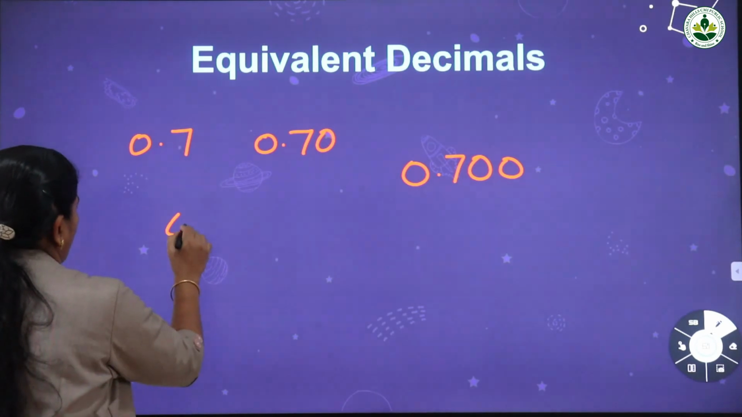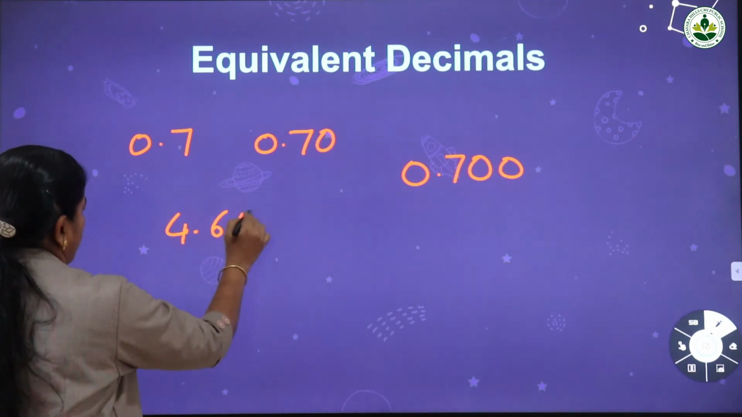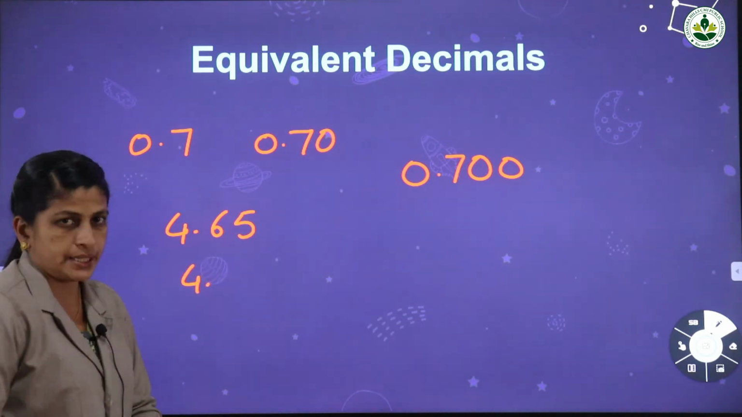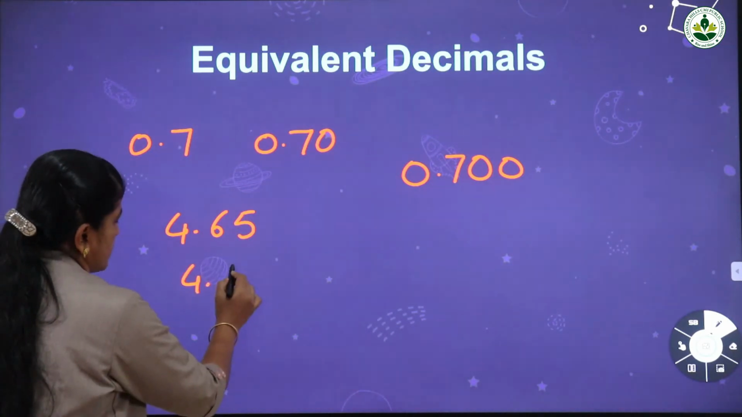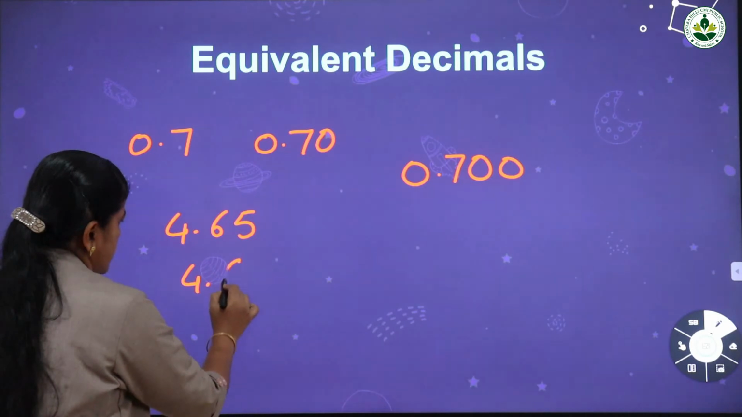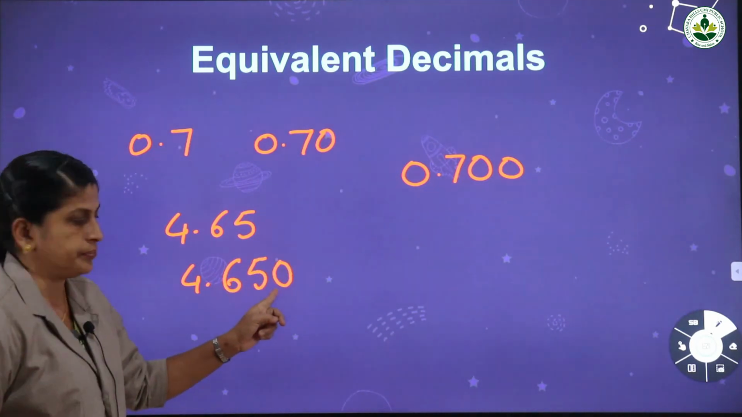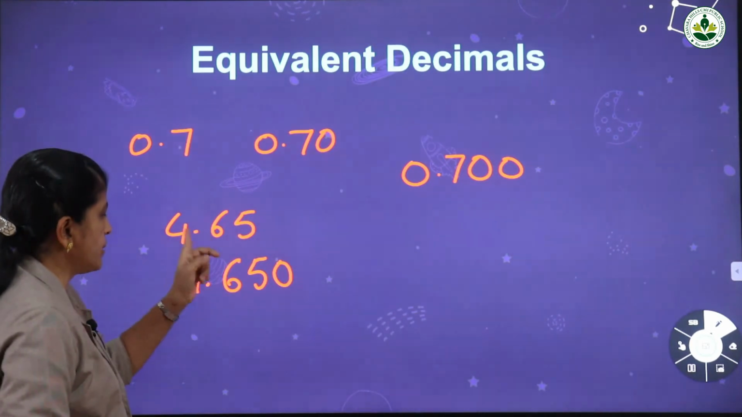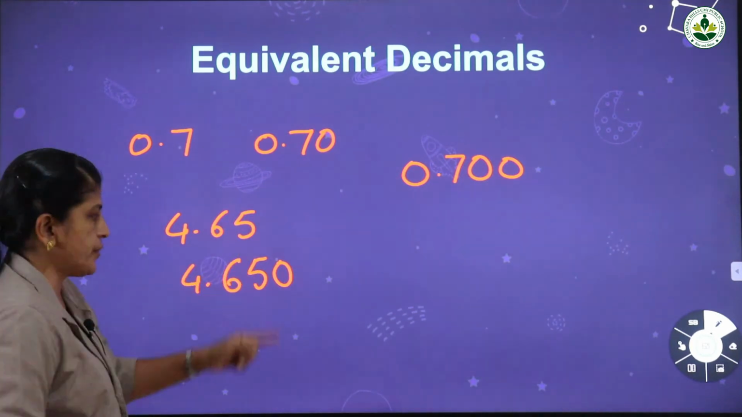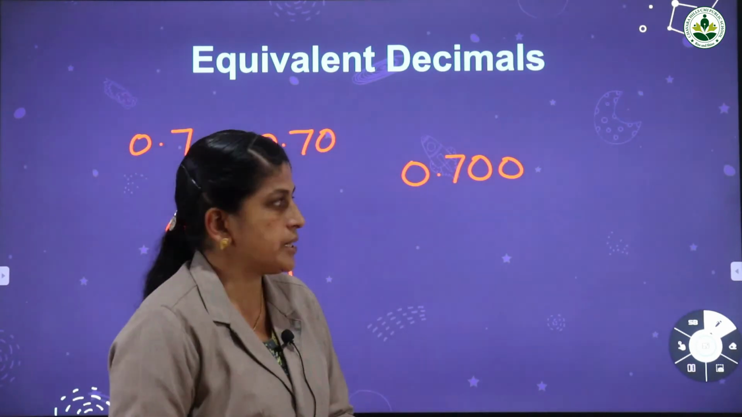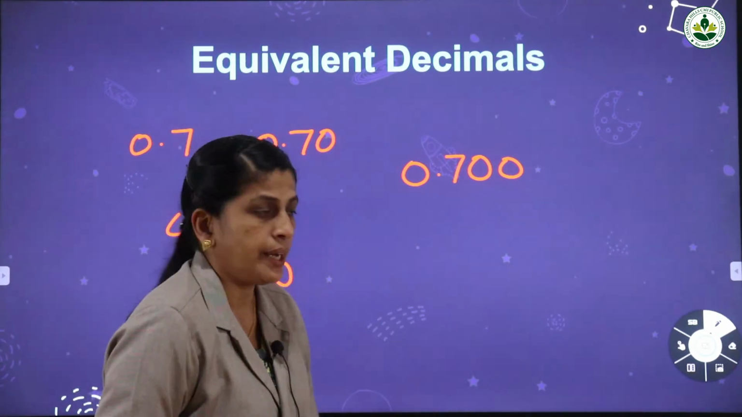Then let us find an equivalent decimal of 4.65. We can write an equivalent decimal of 4.65 as 4.650. Put a 0 after 5. Then 4.650 and 4.65 are equivalent decimals. We can write an infinite number of equivalent decimals for a decimal number.